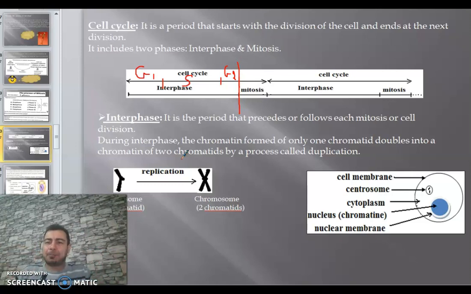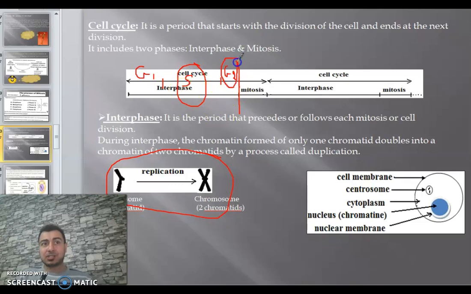G1 is the gap. However, S is the synthesis phase. S corresponds to the synthesis phase because during this phase, the cell duplicates its chromatin. Replication or duplication of chromosomes or chromatin occurs during the S phase of interphase. Duplication of the chromosomes happens in the S phase.